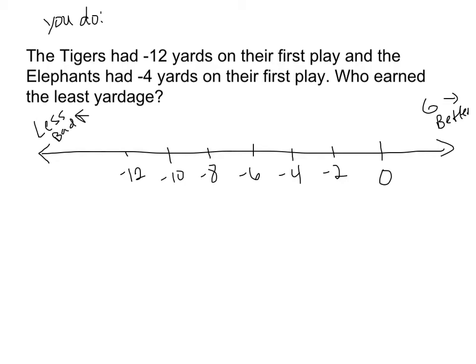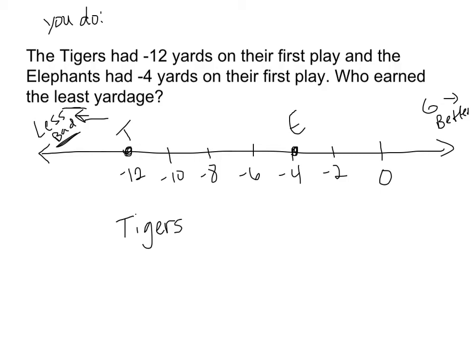Okay, so the least amount of yardage is what we're looking for. So we're looking for who is closer to the bad side. So the Tigers had negative 12, and the Elephants had negative 4. So once we get it on the number line, we can see who was closer to bad. That would have been the Tigers. So the Tigers had the least yardage. The Elephants had more. They still didn't do well, but they did better than the Tigers.